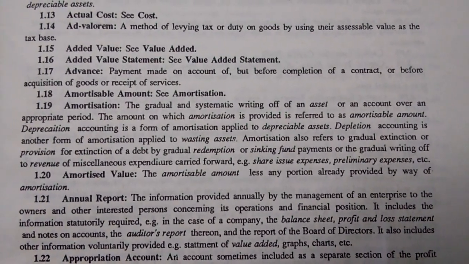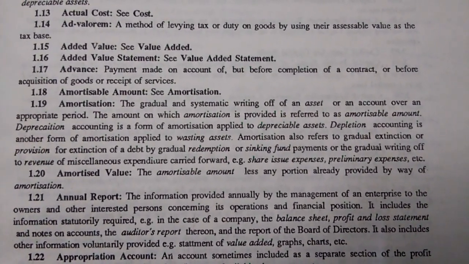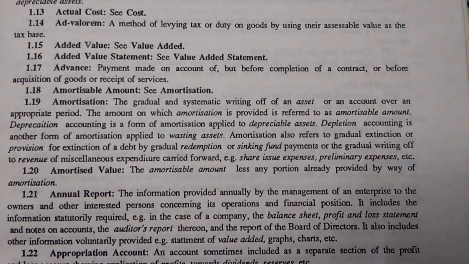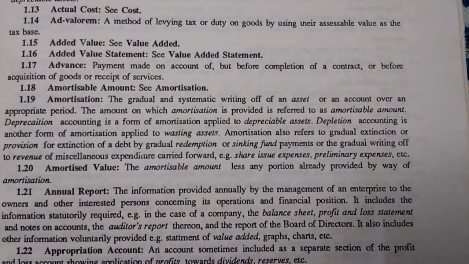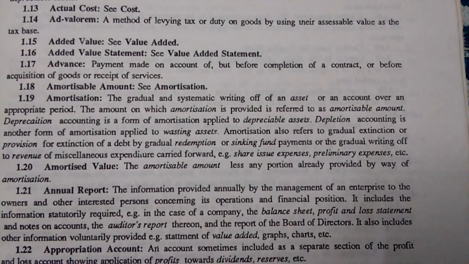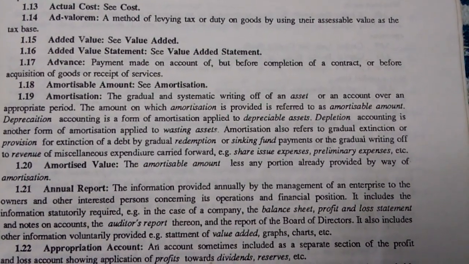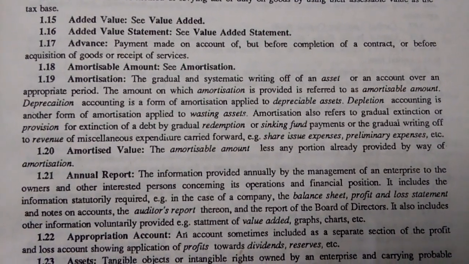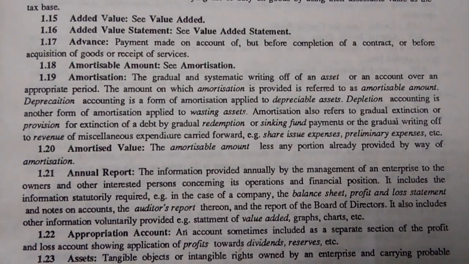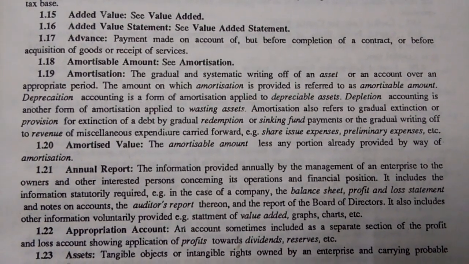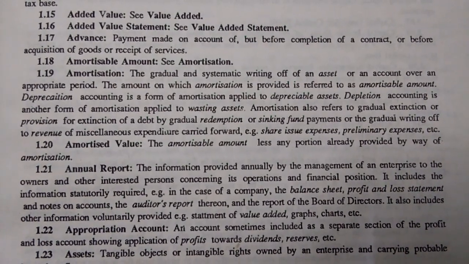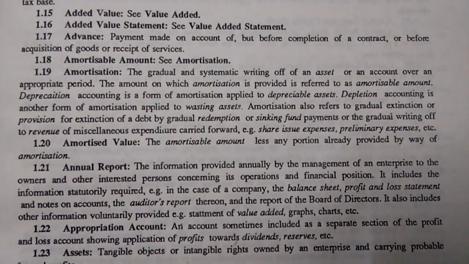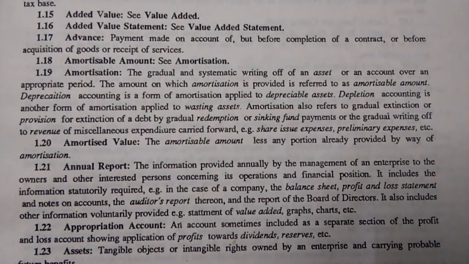Next, ad valorem, a method of levying tax or duty on goods by using their assessable value as the tax base. Next, added value. Any item adding to assets, that is added value. Next, added value statement. The statement showing the added value amounts, or value added statement.